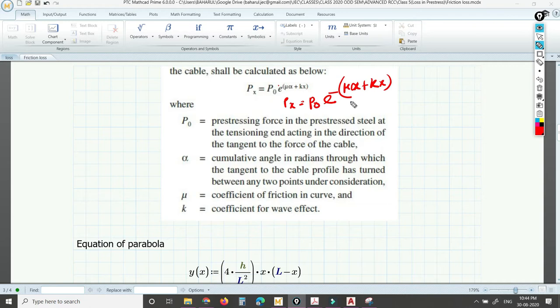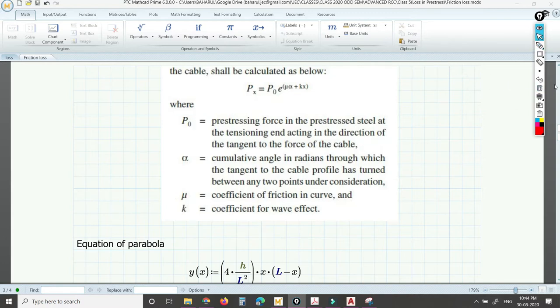Where mu is the coefficient of friction, K is the coefficient of wave effect, and alpha is the cumulative angle in radian through which the tangent to the cable profile has turned between any 2 points under consideration. We will see what this is. And what is P naught? P naught is the initial prestressing force, and Px is the prestressing force after loss at the distance x from one end of the cable.